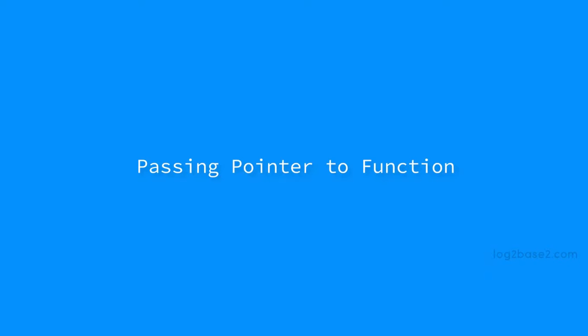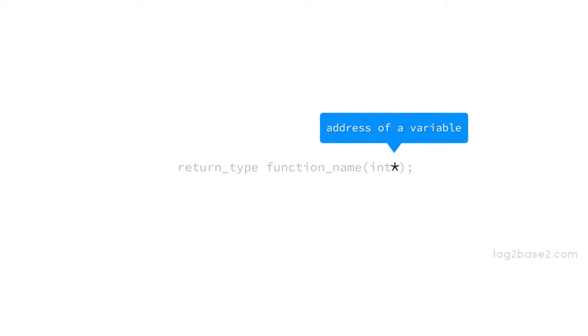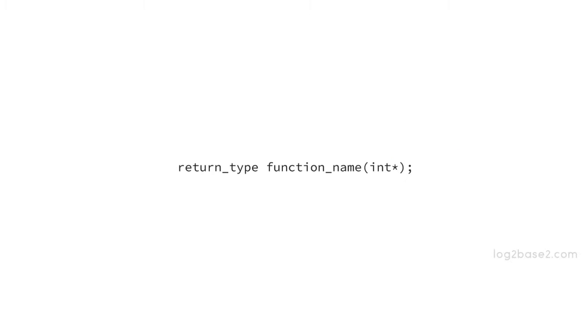So the function declaration for getting an integer variable address is return type followed by function name followed by int star within parentheses. Here star indicates that the function is getting an address of a variable and not the value of the variable. Now if we need to pass the address of two integer variables, then the function declaration can be like this.